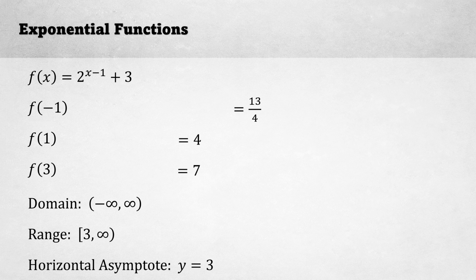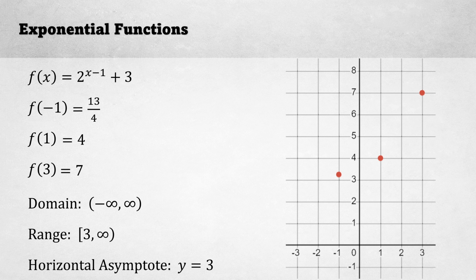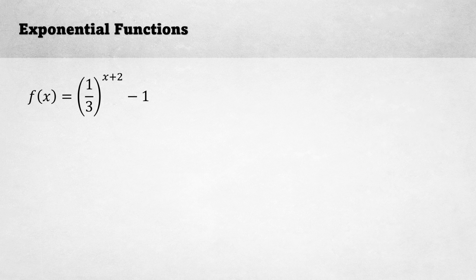F of -1 equals 13/4, f of 1 is 4, and f of 3 is 7. Plotting these points and drawing the horizontal asymptote, we can draw a curve through the points to graph the exponential function. Here's another example. We evaluate the function at 3 different values to find 3 points. Then we find the domain and range, and then the horizontal asymptote, and then graph it.